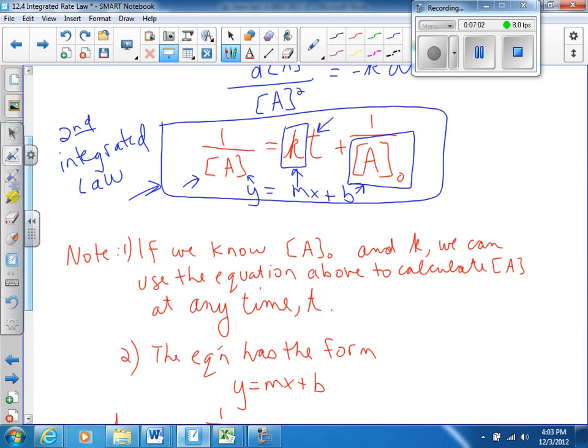It's just because of this equation that we get through calculus that the slope is plus k. I've often had students say, well, why is it plus k or minus k? It's just the mathematics of the equation. And now we're going to do 0 order.